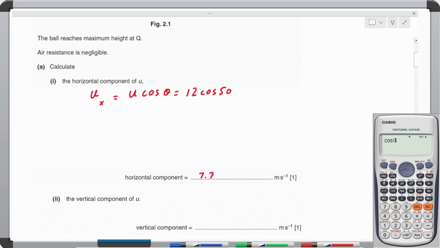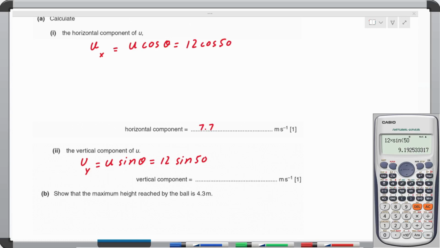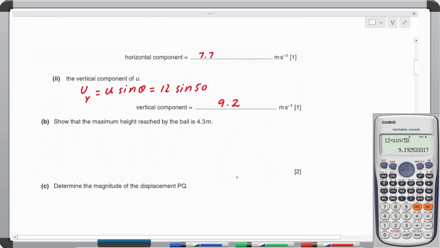Now we need to find the vertical component as well. The vertical component, which you can represent by uy, equals u sine theta. So u was 12 times sine 50. Then you can once again hit it on the calculator. 12 times sine 50, and what we get is 9.19 to 2 SF. You can write it as 9.2. So let's move on to the next one.